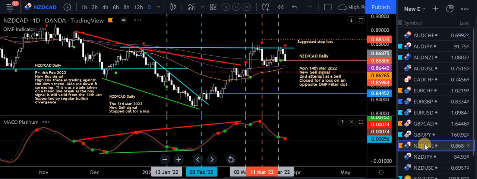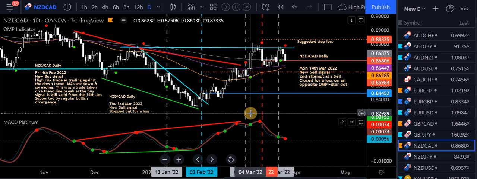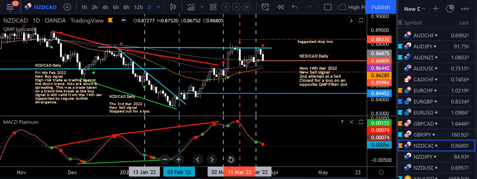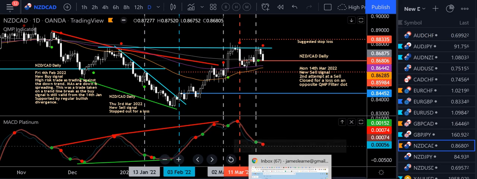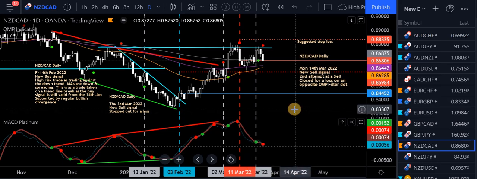New Zealand CAD, highlighted in orange for a reason. Let's have a look. What are we doing here? All right, a couple of things. Oh, nearly lost my laptop. Oh, geez, I'm a shocker. I told you, the tequila.